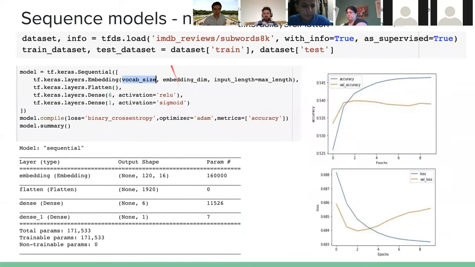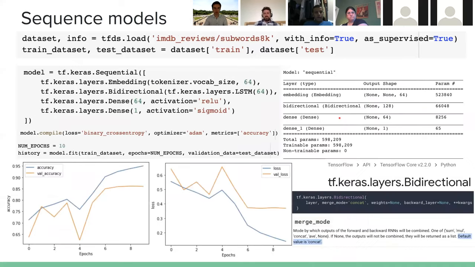Then the very simple network that we saw is just looking at embeddings that initially are random, but as the network trains, your network can learn these embeddings. We flatten them, we pass them through a dense neural network, and we saw that our review classification accuracy was pretty low, it was 54%. And we're overfitting a little bit. You see the gap between the training and the validation curves here.